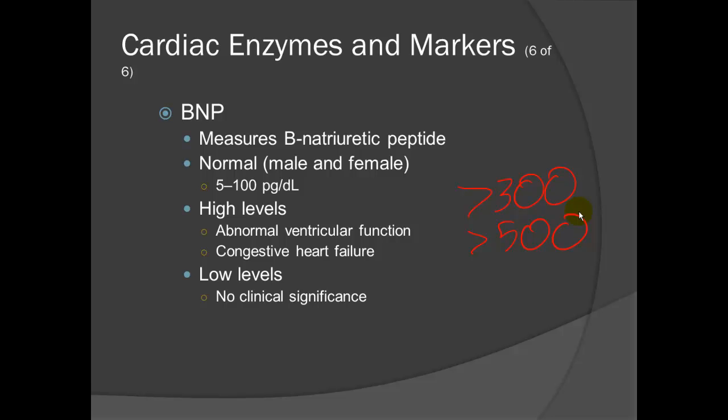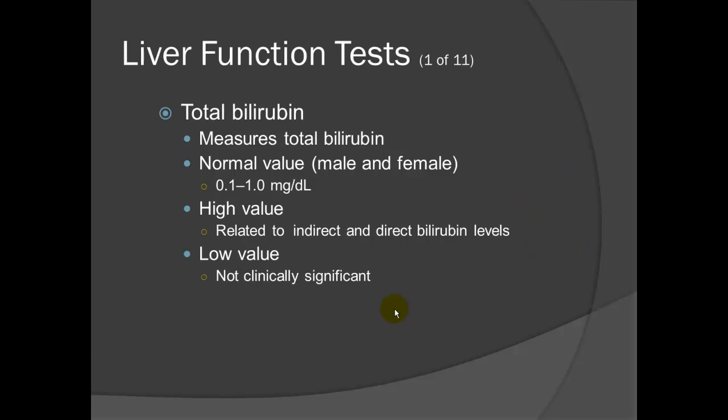This polypeptide, B natriuretic peptide, essentially comes from the ventricles in response to excessive stretching. So whenever someone is in congestive heart failure because of a big heart, they'll have more of it in the system. So high levels would say CHF, or abnormal ventricular function. Low levels have no clinical significance.